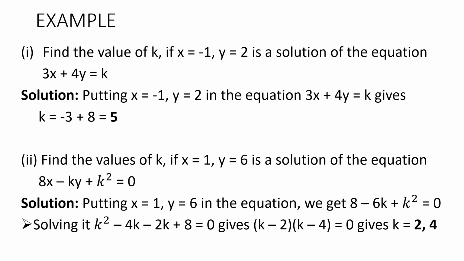So we just factorize it. -6k can be written as -4k - 2k. So this gives (k - 2)(k - 4) = 0. So the values of k are 2 and 4.